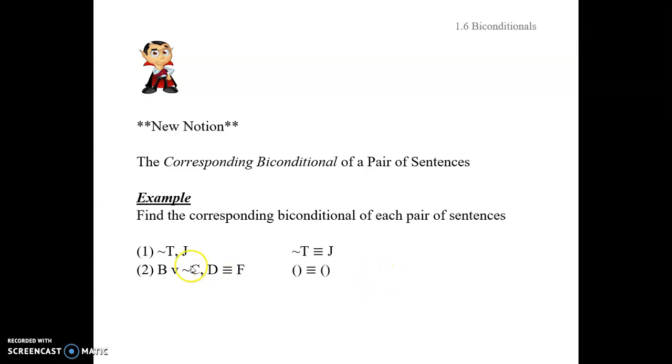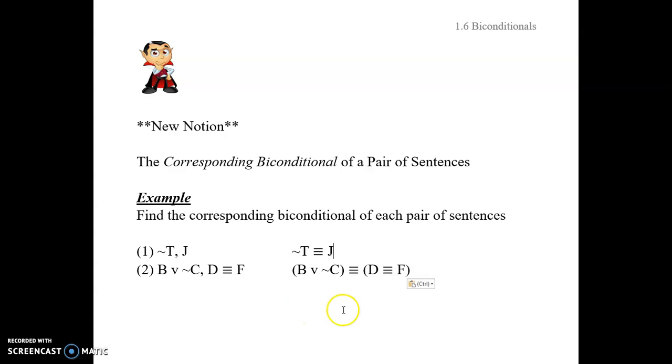Okay, hopefully you've had a chance to do that, but for this pair of sentences, the corresponding biconditional is this sentence, tribar, right? This sentence, J. Similarly, for this pair of sentences, it's going to be this sentence, tribar, this sentence. So ultimately, it's going to look like this. And this is the corresponding biconditional of this pair of sentences. So all you're doing is taking the first sentence, tribar the second sentence every time. That's all that you need to know for this. That's what the corresponding biconditional is.